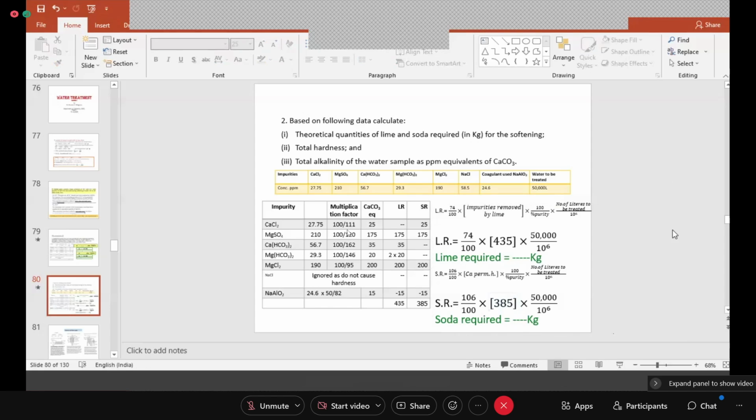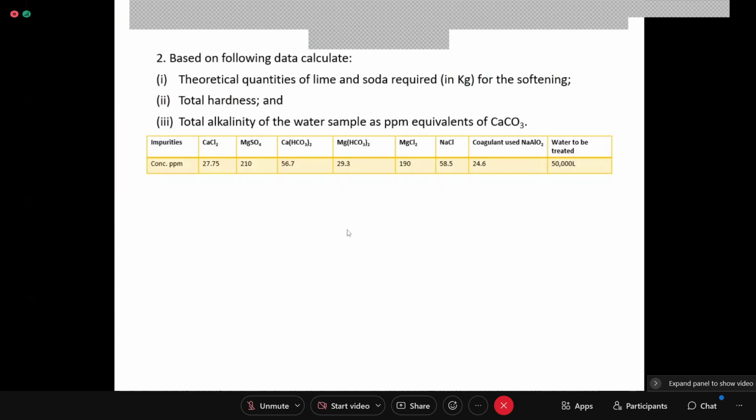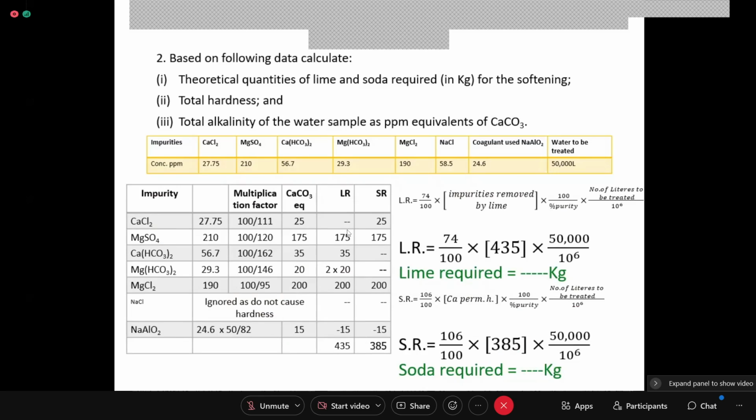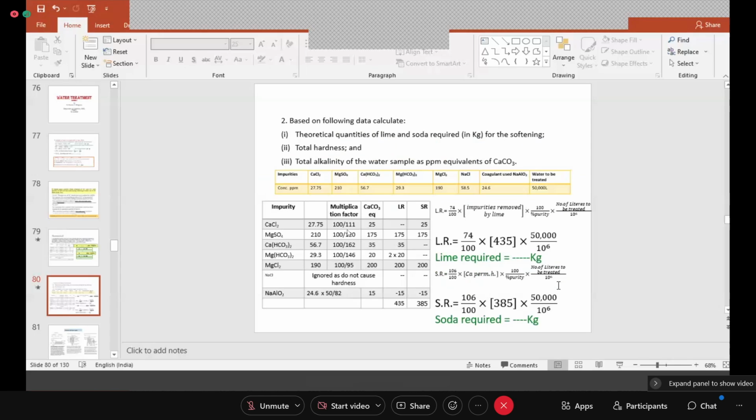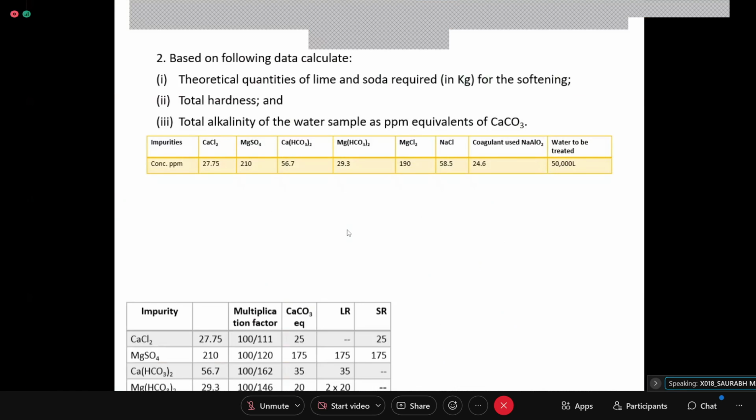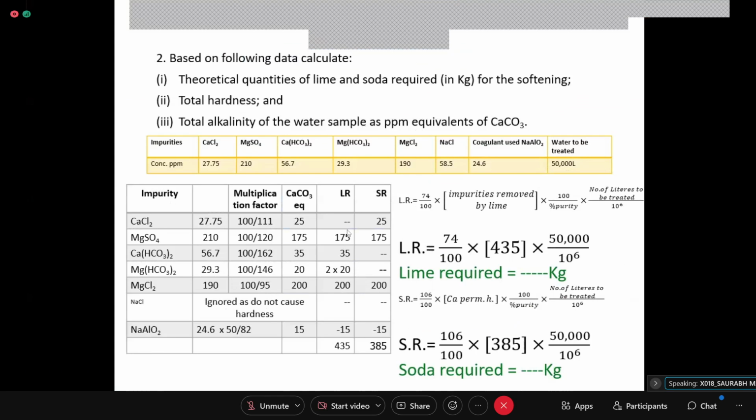So this should be saved first of all. Now things are clear? Okay. So Ma'am, now why will that be a coagulant? Yeah, Ma'am, we will again revise this part.